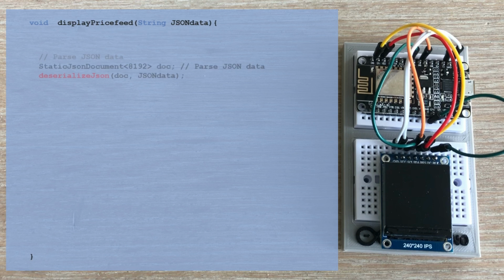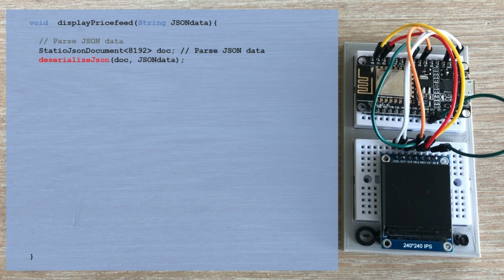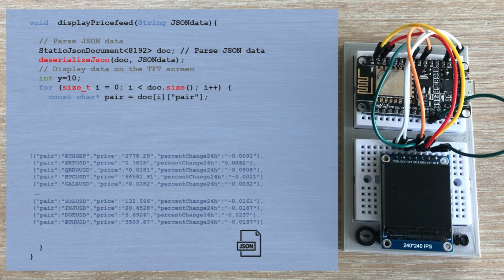After declaring a static JSON document and reserving 8 kilobytes of memory for it, we parse, or as it is called here, deserialize the received data into it. Again, I would refer you to my previous tutorial where this process is described in detail. The variable y is set to the vertical coordinate in pixels from which we would start displaying data. Then, in a for loop, we go through the table of JSON objects, each consisting of a pair name, price, and percentage change for that pair, extracting the pair name first and assigning it to pair variable.